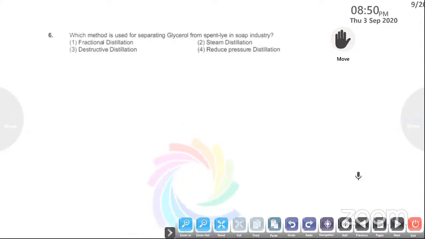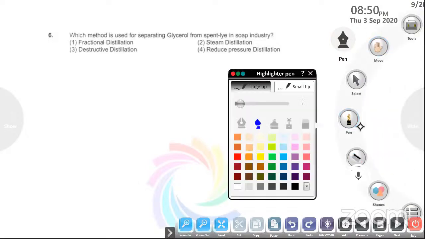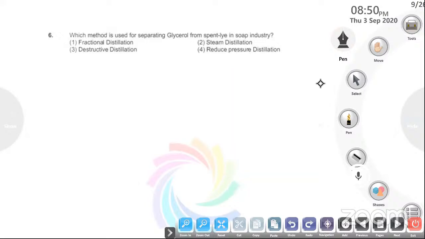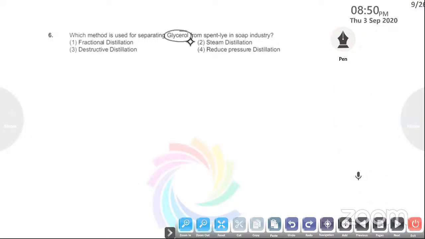Yeah. So in the sixth question we have: which method is used for separating glycerol from spent lye? It is directly from the NCERT textbook. Glycerol from spent lye. So if you see glycerol, the boiling point of glycerol is very high. The boiling point of glycerol is closer to 390 degrees centigrade.